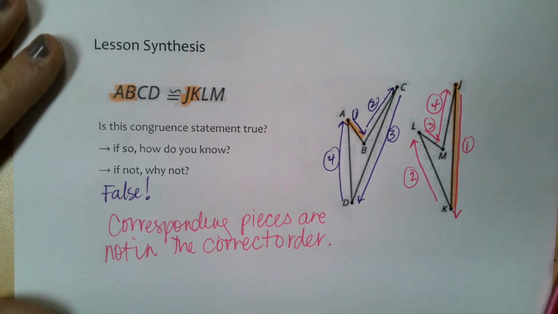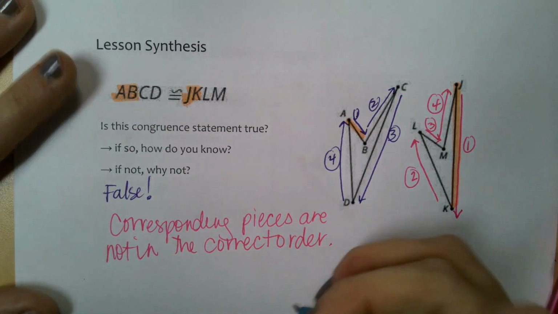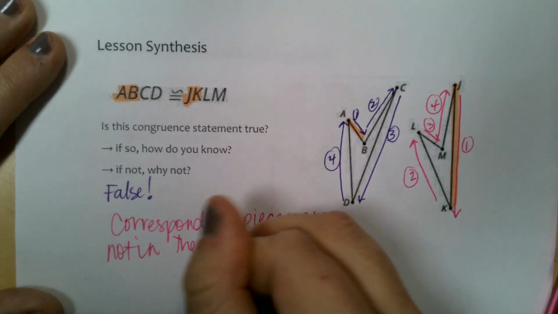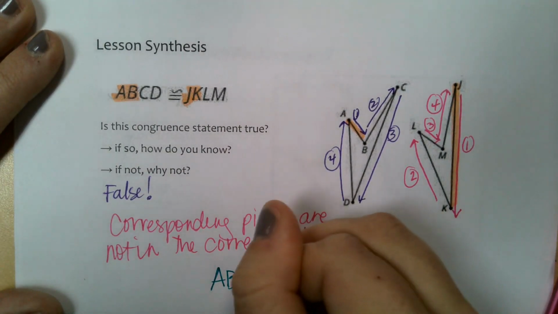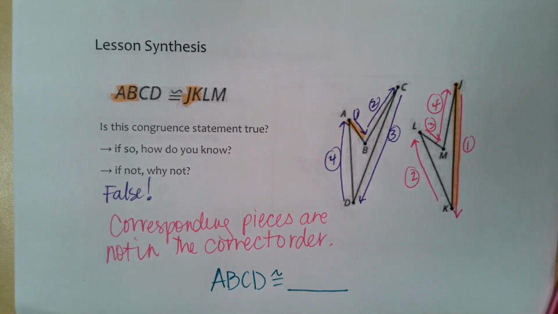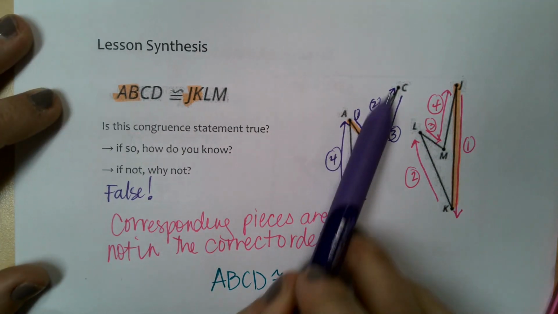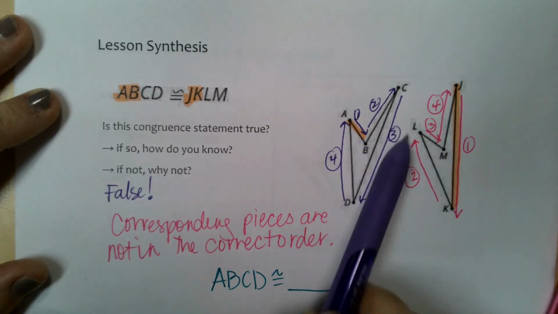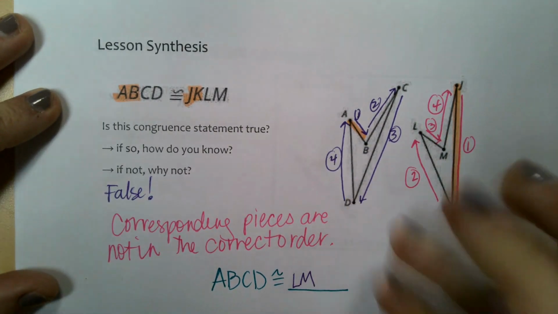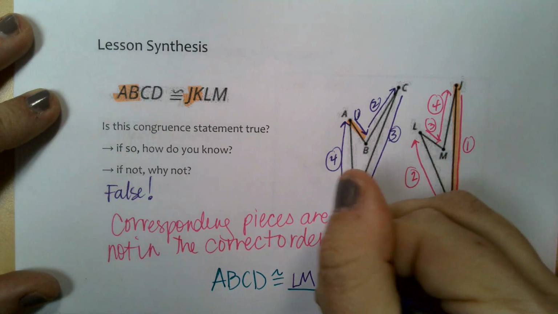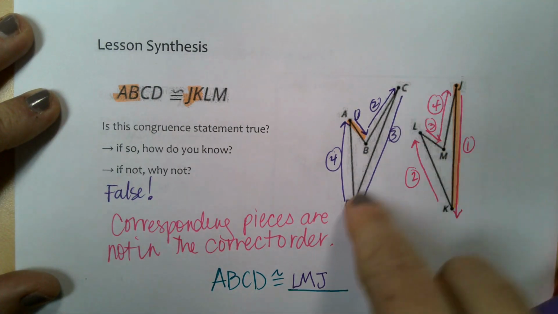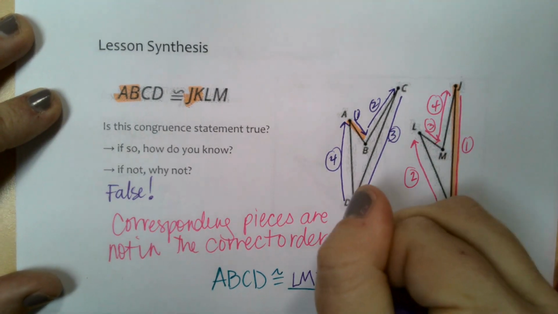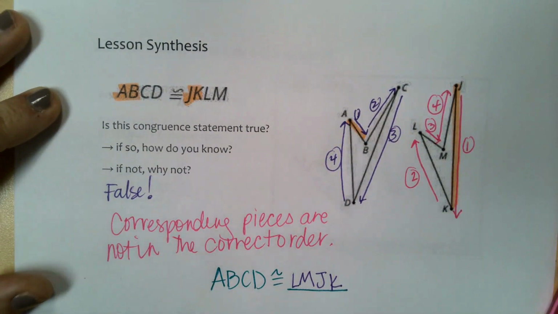Okay, so final question. Sorry, I know I lied. What would be the correct order? A, B, C, D is congruent to what? All right, I kind of helped you by doing this. So AB would be LM, BC is MJ, CD is JK, and then back around to KL.